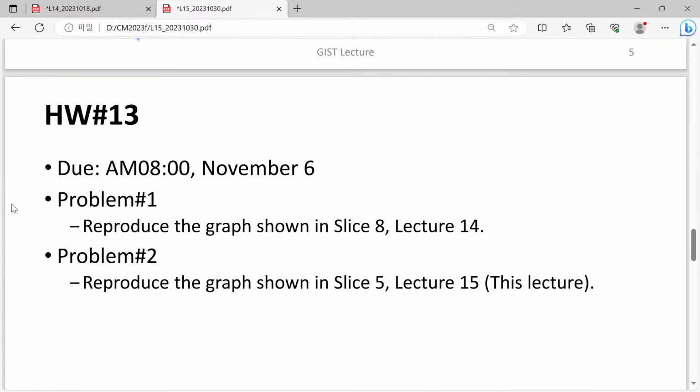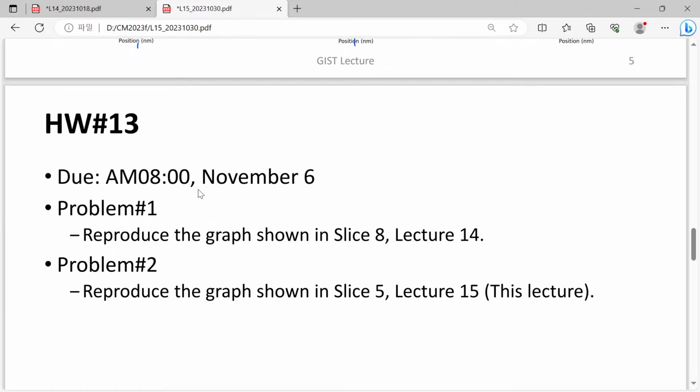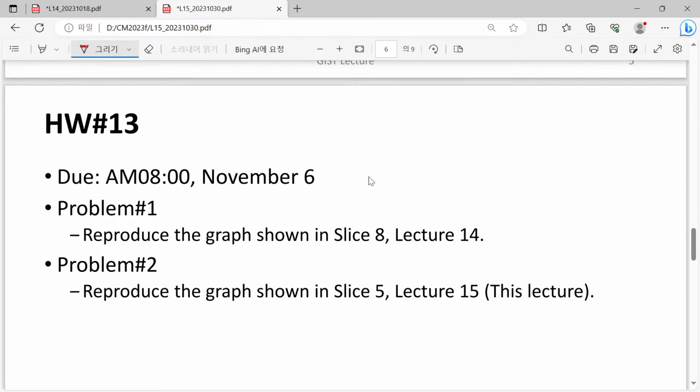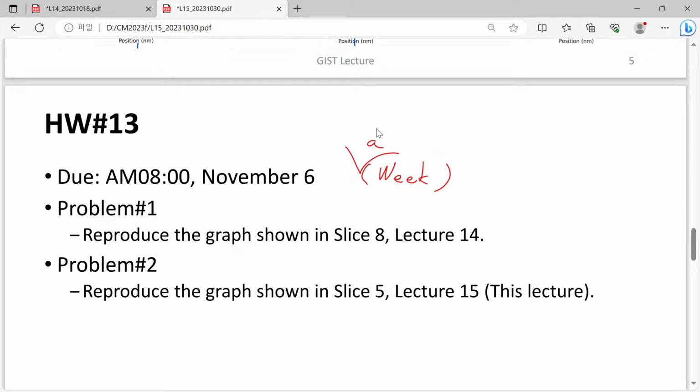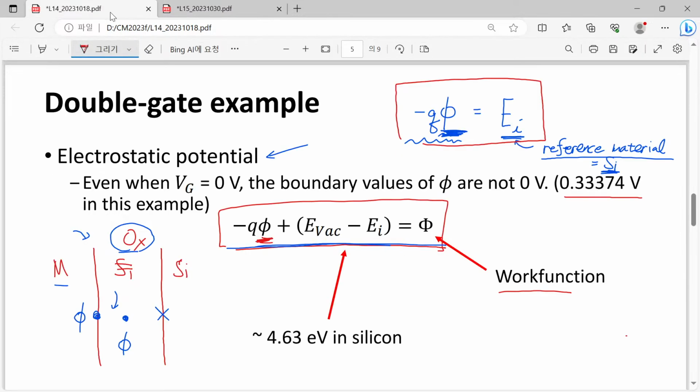So now we have homework 13. From this homework 13, I will enlarge the due period. Previously we had just 2 days or 5 days, but from this one you have 1 week to solve this kind of homework problem. Homework problem 1 is please reproduce the graph shown in our previous lecture. What is it? Let me go to this one.